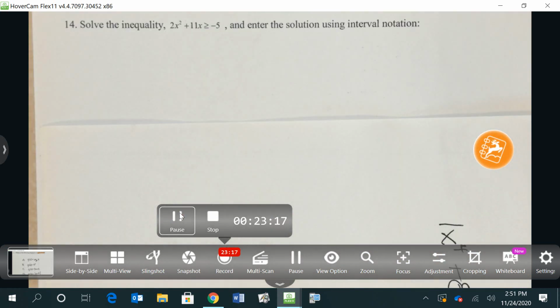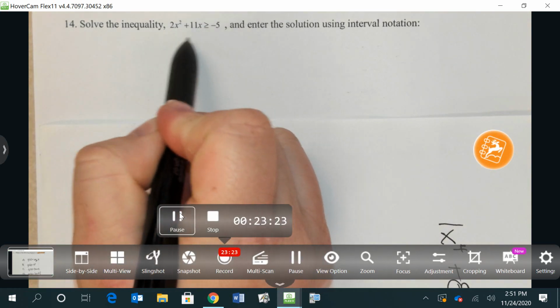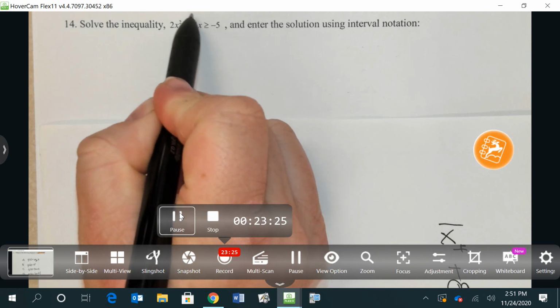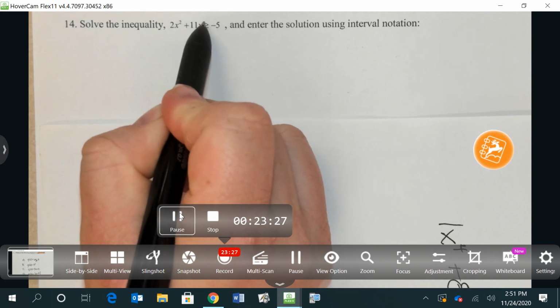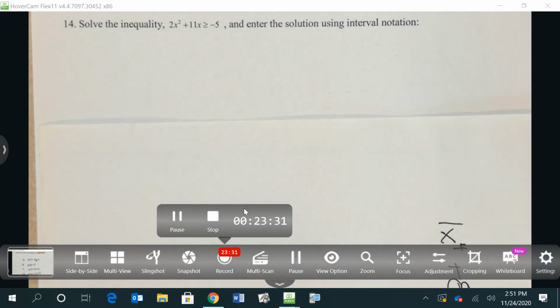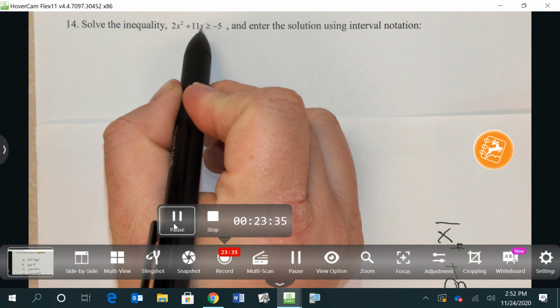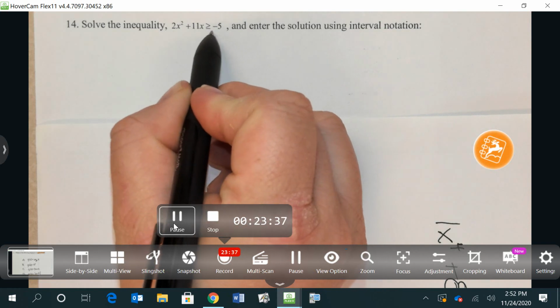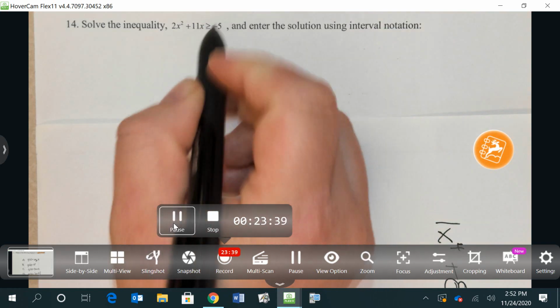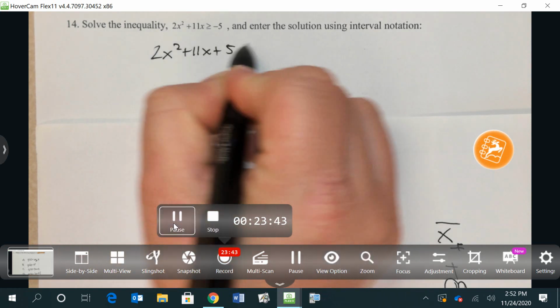In this problem, we are asked to find out what input values of x would allow me to plug in those values, and this combined total will always be greater than or equal to negative 5. So the first thing I'm going to do is move this 5 to the opposite side. When it moves across the inequality symbol, it changes symbols. 2x squared plus 11x plus 5.